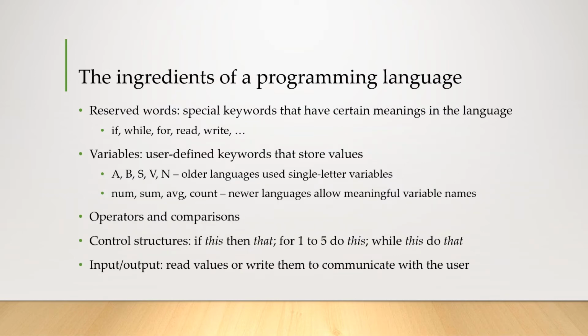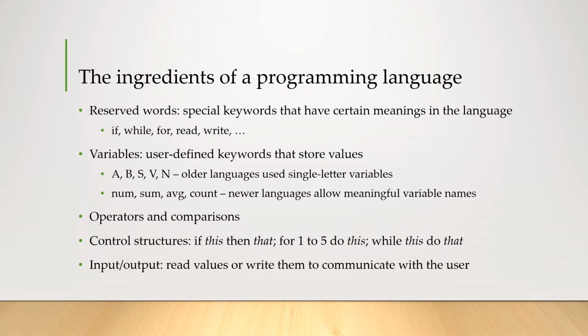So as you look at how I implement this simple algorithm in a few different programming languages here, I want you to look for a few ingredients of a programming language. First, look for the reserved words. These will generally be typed in a special color. The color doesn't mean anything to the computer, but it's a nice way of showing humans where the keywords are. Reserved words are special keywords that have certain meanings in the language. So if, while, for, read and write in some languages, scan and print in others. So look for what the reserved words are, how many of them there are, and what they're used for.